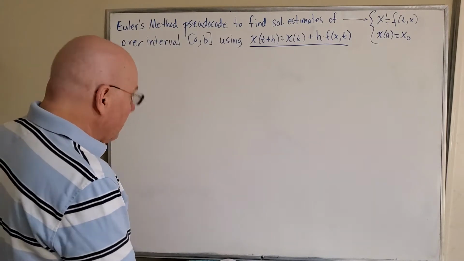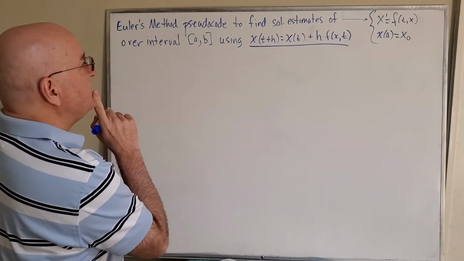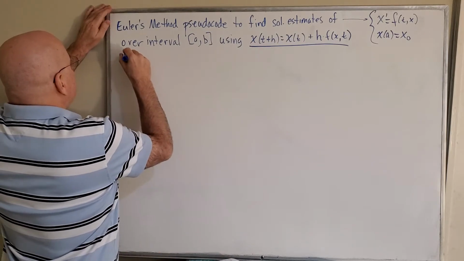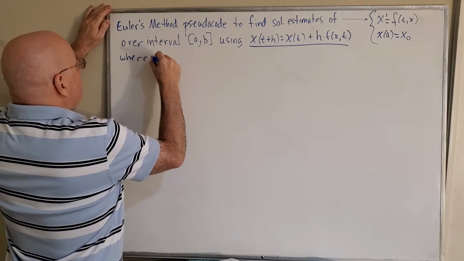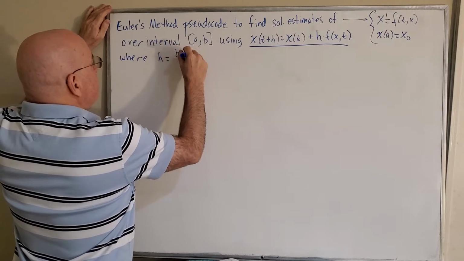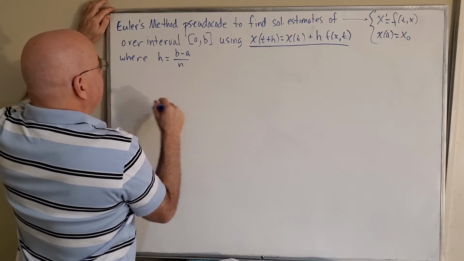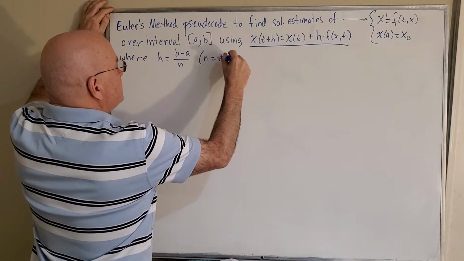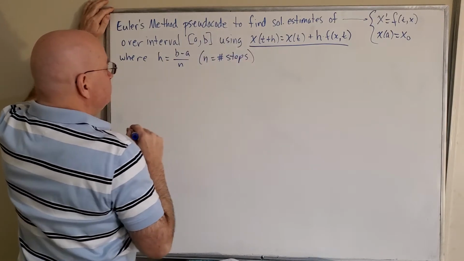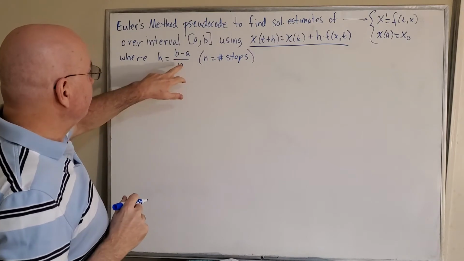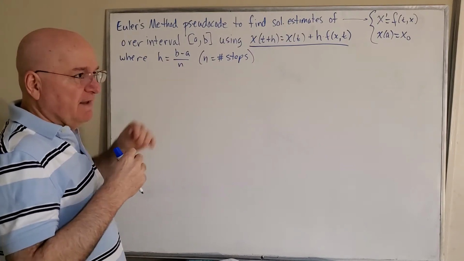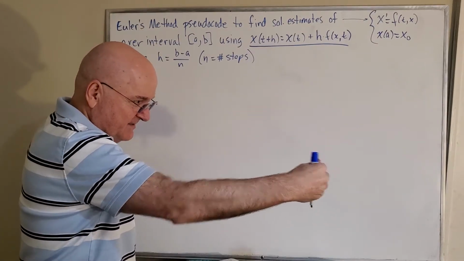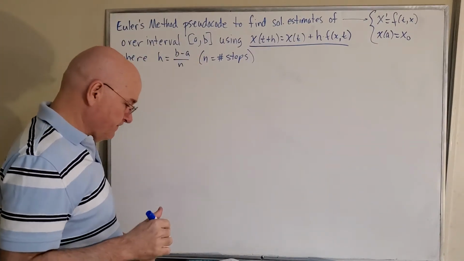And I guess we need to say that h, being the step size, is (b minus a) over n, and I'll put in parentheses n equals number of steps. So if n is equal to 2, you'll have 2 steps. You'll go halfway and then all the way to b.